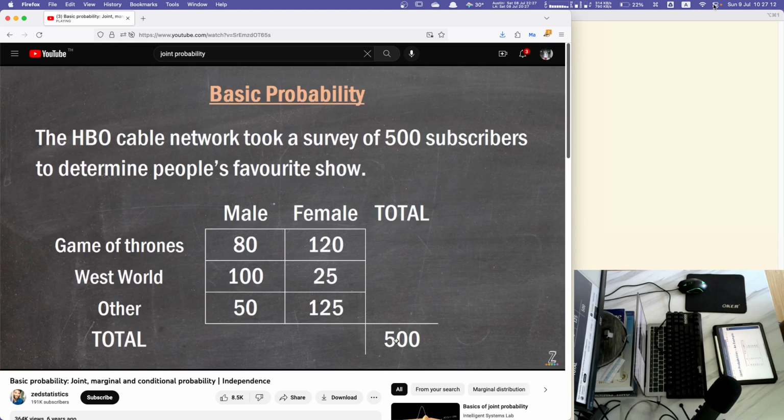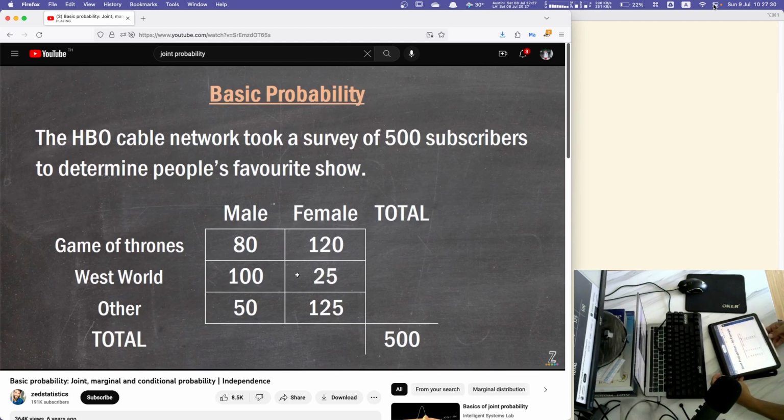Now out of 500 subscribers, 80 of them are male that like Game of Thrones, 120 of them are female that like Game of Thrones, etc., etc. And each of these squares we can call joint events. They're called joint events because they depend on classes from two different variables.